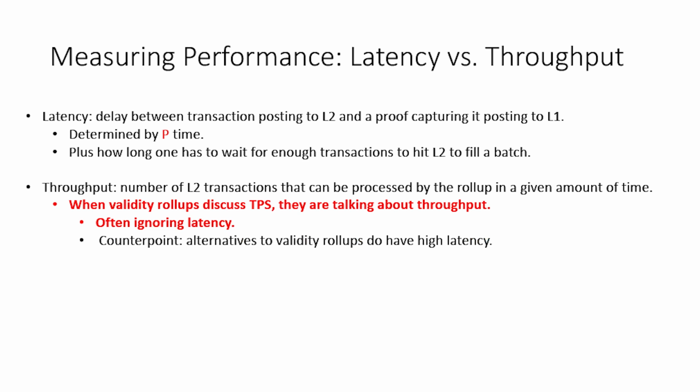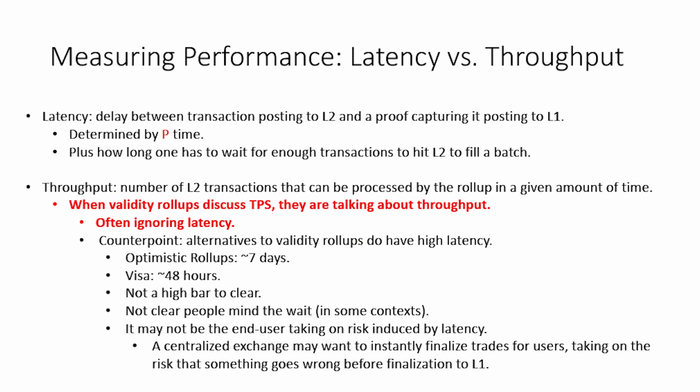Yeah, I do want to mention some counterpoints to this focus on latency, which is that alternatives to these validity rollups do have high latency. So optimistic rollups, my understanding is right now they're waiting around 7 days, giving people a chance to identify fraud. So you don't really get finality on L1 for a week. The non-blockchain solutions like Visa, it looks like your transaction went through right away, but it takes like 48 hours or something to settle. So people are tolerating pretty high latencies now.